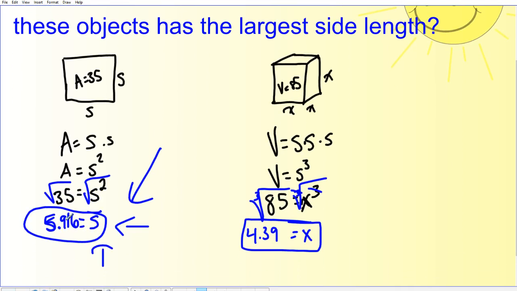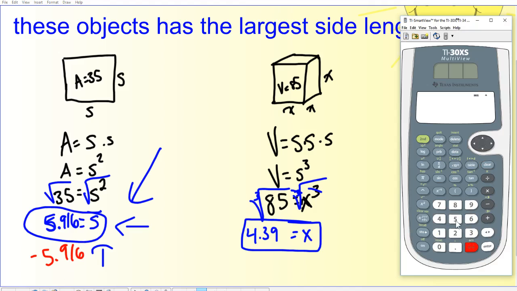Here, we said the answer was 5.916. Well, technically there's also a -5.916, because if you take -5.916 times -5.916, it still gives you +34.999, 35. But it wouldn't make sense in this situation because you can't have a negative side length for a square. It doesn't exist. Sides aren't negative. A length of something isn't negative. Okay? So that's what I'm saying.